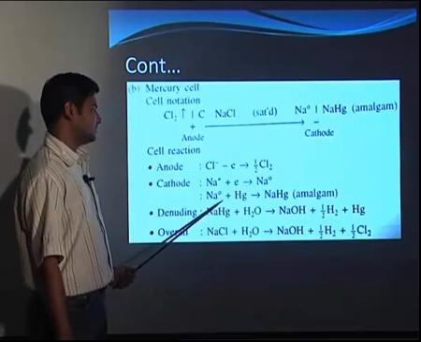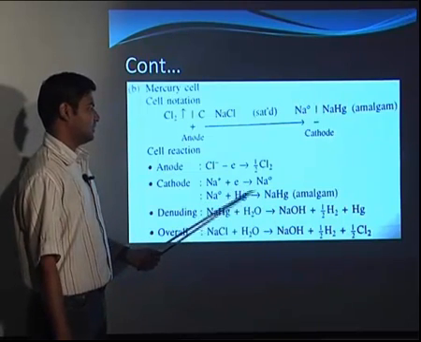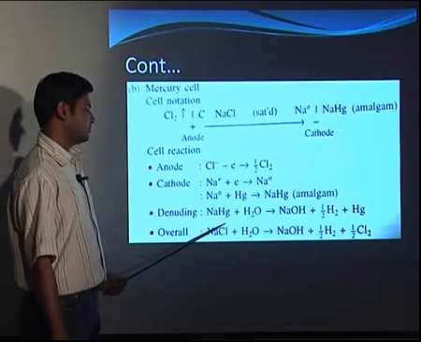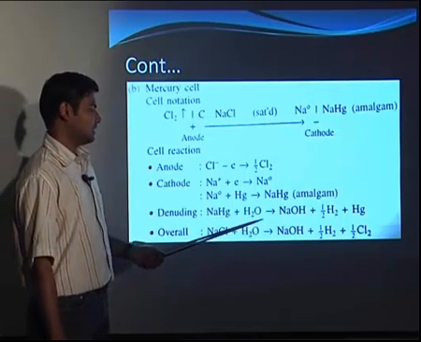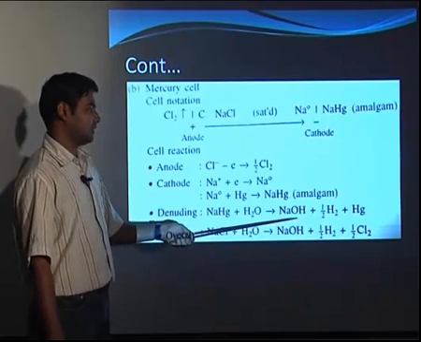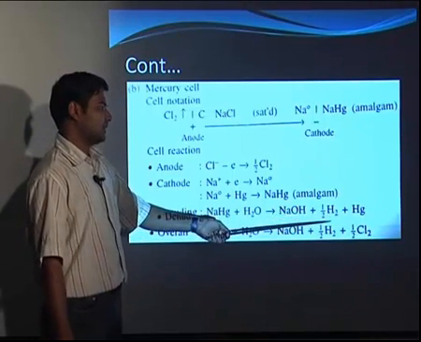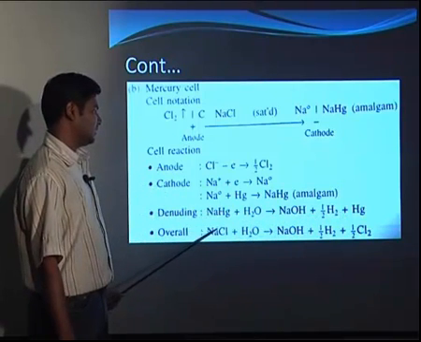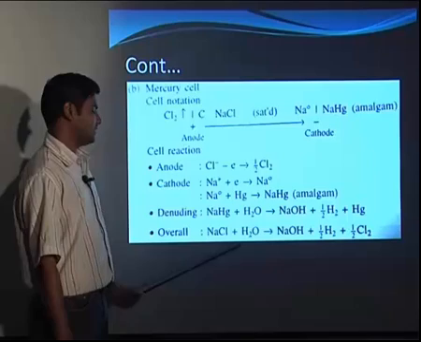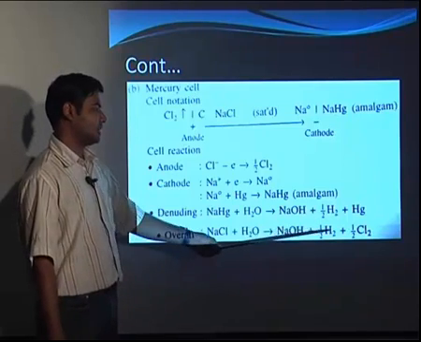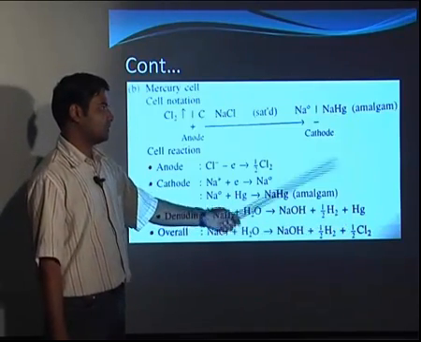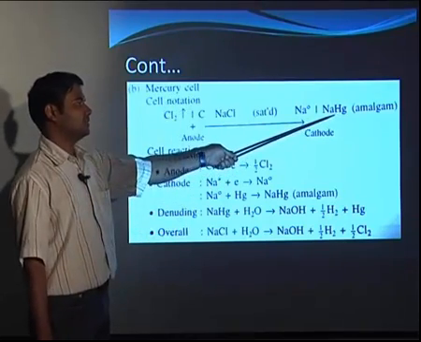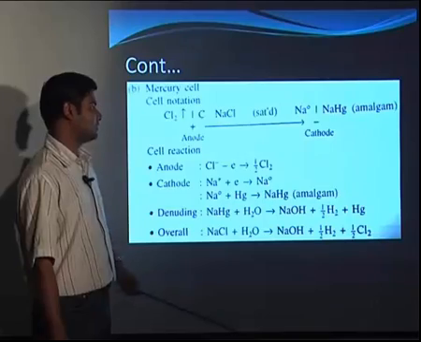Then this will react with the mercury, which gives the amalgam. And then in the denuder, the sodium amalgam, when reacted with water, gives sodium hydroxide with the evolution of hydrogen, and we get the mercury back. If you see the overall reaction, NaCl with water gives sodium hydroxide, hydrogen and Cl2. So the only difference between the diaphragm cell and this one is that we have the sodium amalgam in the mercury cell.